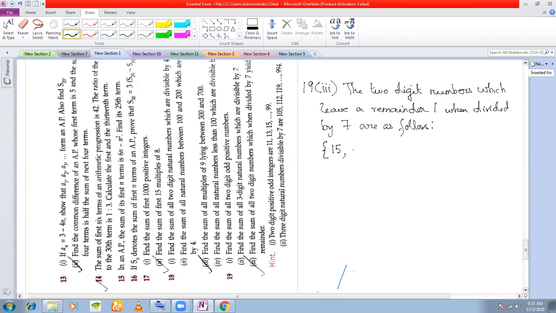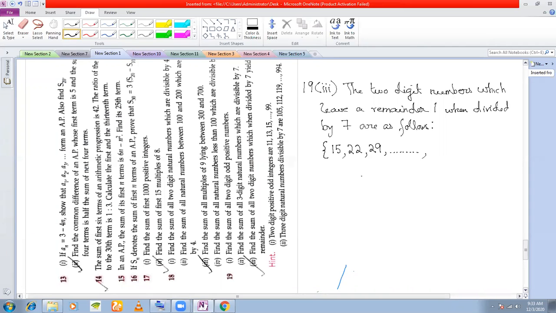You keep on adding 7. So 15 plus 7, 22. If you divide 22 by 7, you will also get a remainder 1. Then you again add 7. So again you get 29. Okay, and so on. You continue this till the last term. What is the last term here? Just below 100, 99. Does it leave a remainder 1 on division by 7?